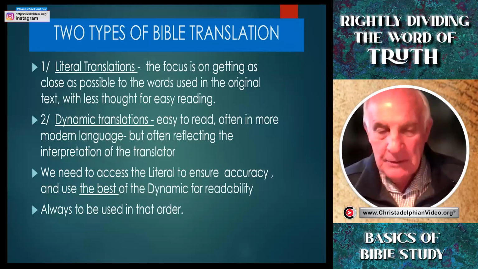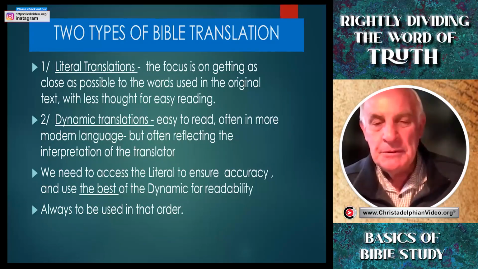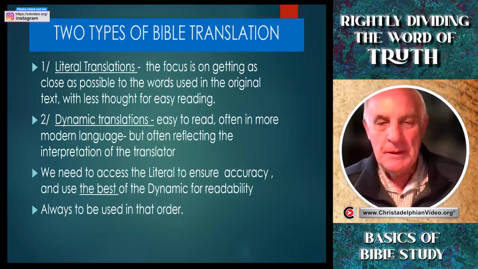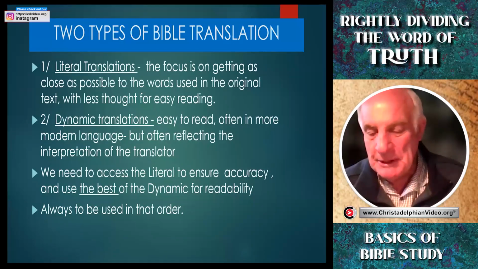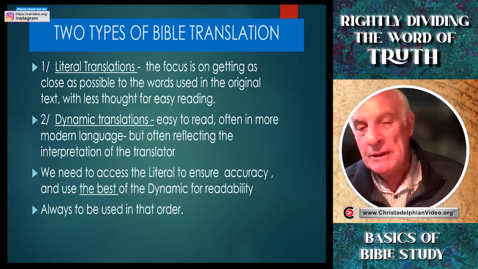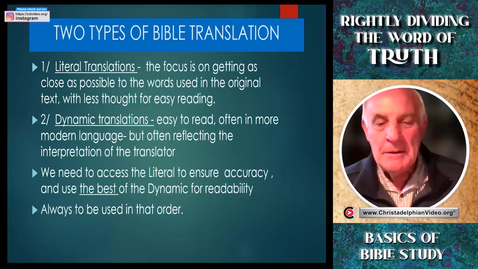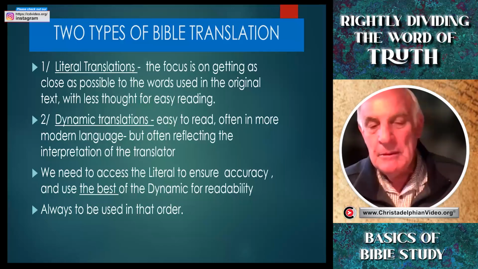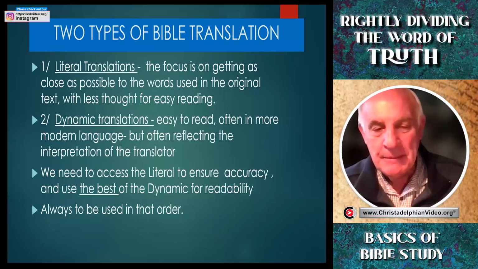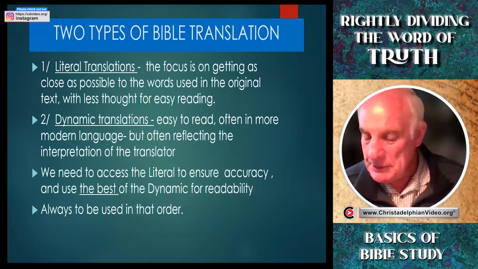So, just summarising what literal and dynamic translations are, the focus of literal translation is getting as close as possible to the original with less thought for easy reading. So they're not really concerned that it might be hard to understand. It might not actually flow like English would flow, but you're getting back to the original thought in the original language. By contrast, dynamic translations are always easy to read, sometimes using much more modern language, but reflecting the interpretation of the translator. So we need to access the literal to ensure accuracy and use the best of the dynamic for readability, and they should always be used in that order.